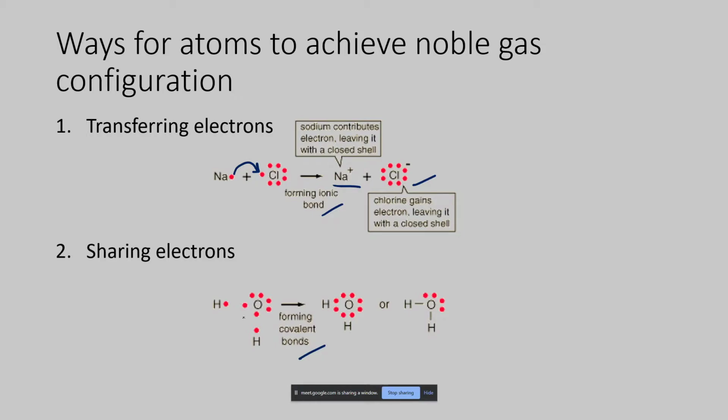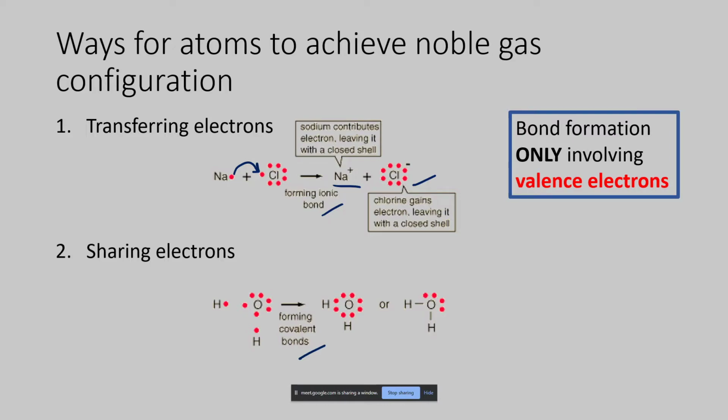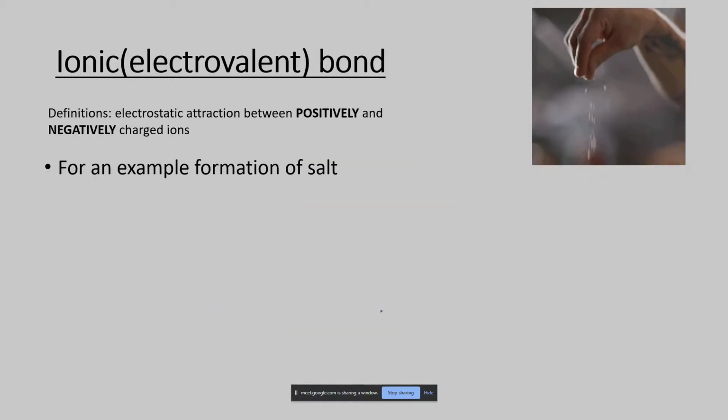while untuk covalent bonding, diorang share. So if you see, kalau diorang share, okay, all of these electrons are not only for oxygen, it's only shared by the hydrogen. So diorang share. Okay. So let's see the first example of ionic.